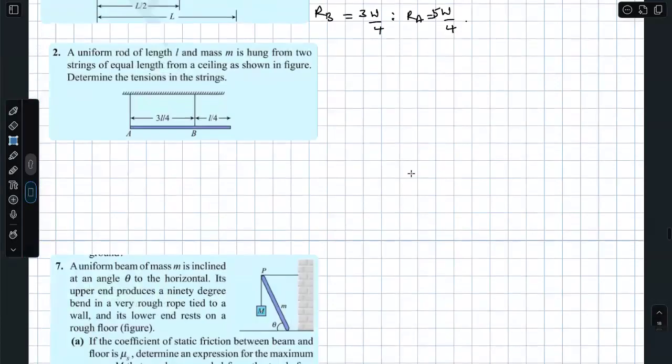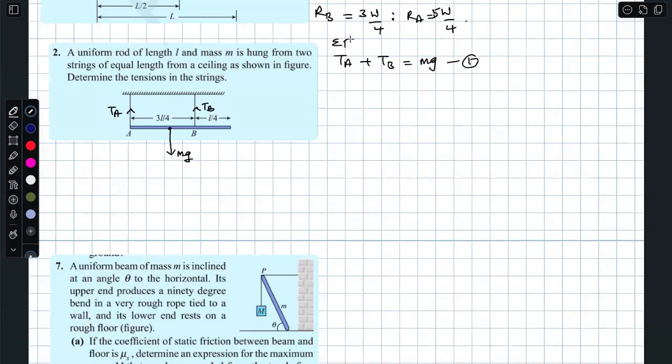You have a uniform rod of length L, you can see that, and mass M is hung from 2 strings of equal length from a ceiling as shown in the figure. Determine the tensions in the strings. Now you assume the tension here is TA and the tension here is TB, and the weight acts vertically downwards, mg. So TA plus TB is equal to mg, equation 1. I got this from sigma Fy is equal to 0.